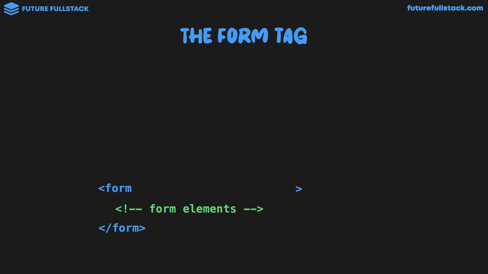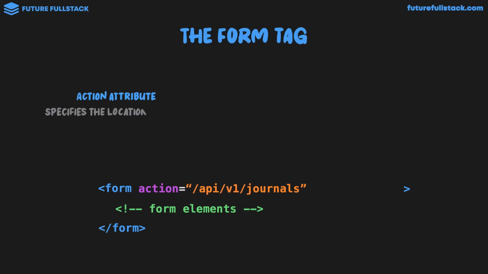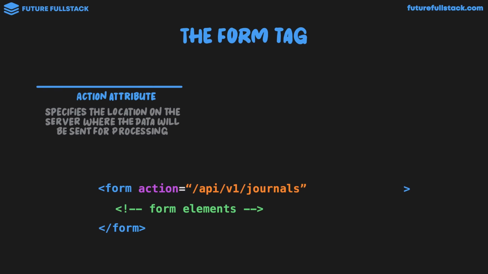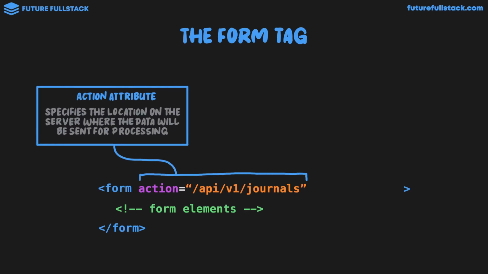Now, the form element has two very important attributes. The first is the action attribute. The action attribute specifies the location on the server where the data will be sent for processing. The location on the server won't mean much to you at this point. All you need to be able to do is conceptually understand what this means, and you already do. It's just the where in the library analogy.